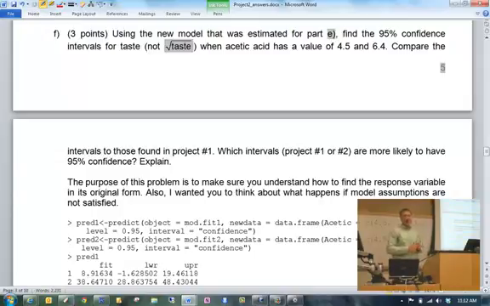So by saying simply that the confidence intervals are wider with this square root of taste model, that has nothing to do with judging which interval is better. Just because it's a wider interval doesn't mean it's better.